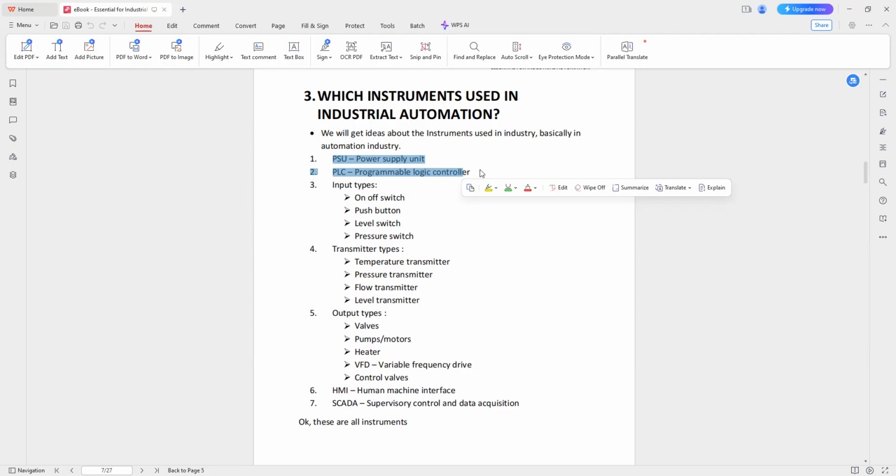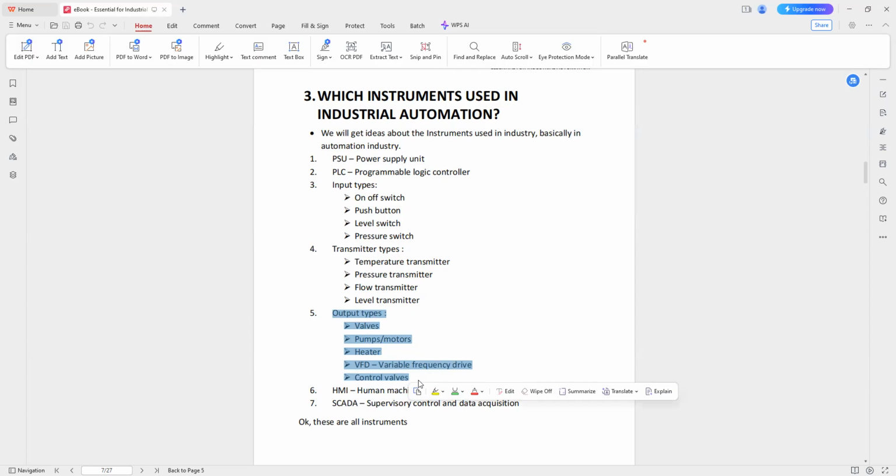These transmitters also provide input to the PLC so that the PLC can understand, okay, my temperature is this, pressure is this, flow is this, and level is this, right? So that's why it is an analog input. So the PLC can understand two types of inputs. One is a digital input and the other one is an analog input. The same will be applicable for output types.